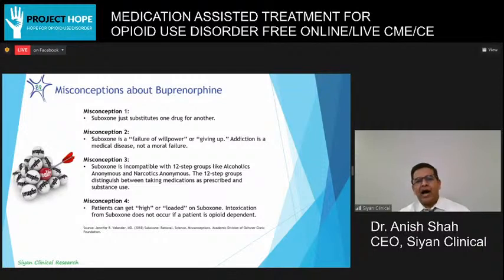And also, the vast majority of diverted buprenorphine is used to self-treat addiction, to treat their own addiction, rather than being sold on the street or given to somebody else. Since we don't have easily available access to care, people also tend to buy Suboxone on the streets in many cases.